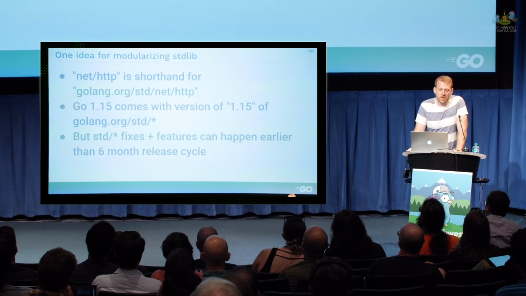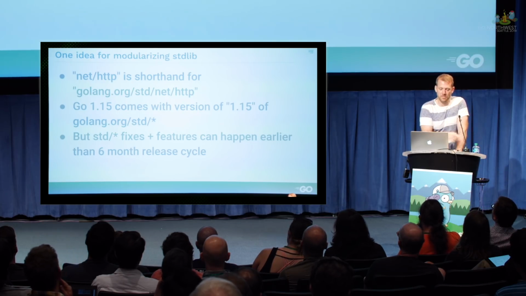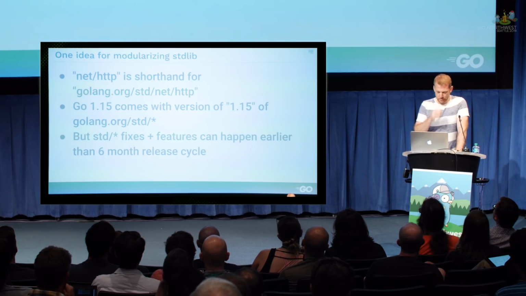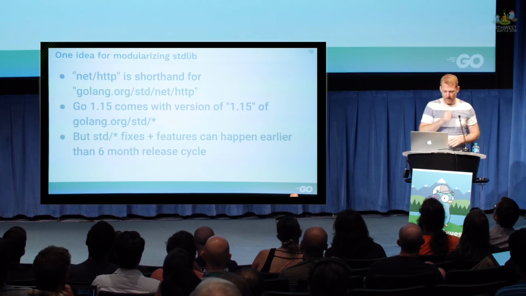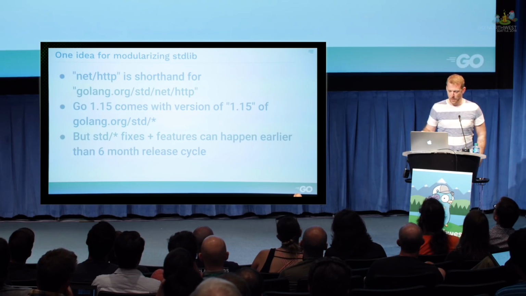And maybe when we ship Go 1.15 or 16 or 17, it comes with the exact same version number of the Golang std package. So you're getting the latest copy, and if you start a new project or you do update, you get the new stuff. But we can still fix bugs and add features without waiting for the 6-month release cycle.